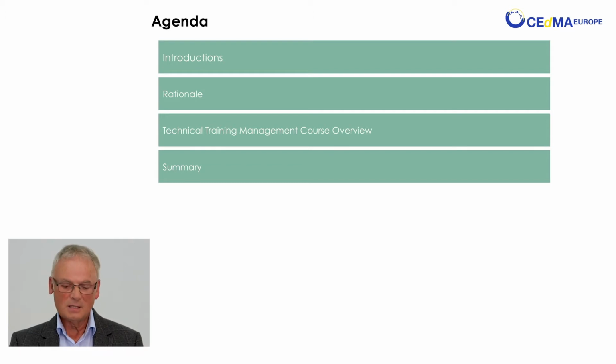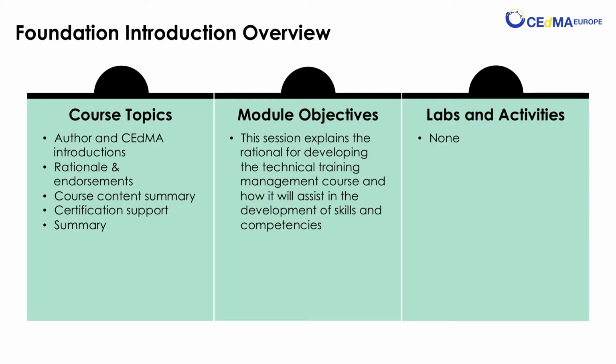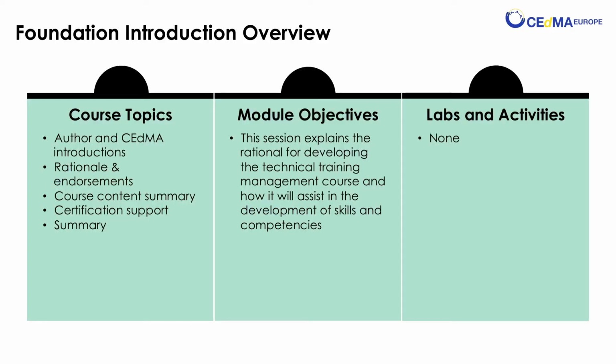And finally, a summary. You can see there that the module objectives are there to explain the rationale behind why we were developing the course, and actually to get you all excited about this environment that we're all part of, where we're actually passing useful information, developing the skills of others around us. The course topics are as shown on the left-hand side.